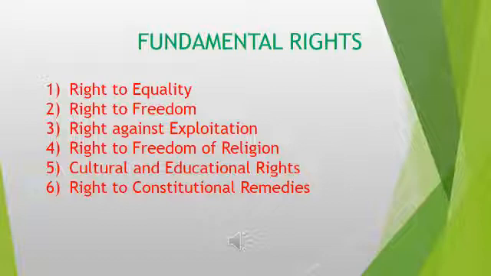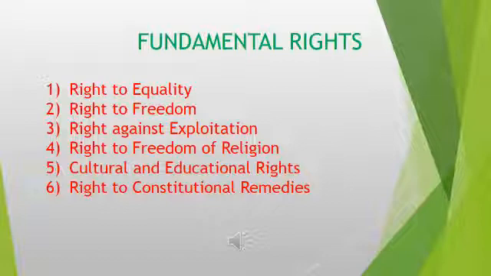Second right is right to freedom. This includes the right to freedom of speech and expression, the right to form associations, the right to move freely and reside in any part of the country, and the right to practice any profession. Third right is right against exploitation. The Constitution prohibits human trafficking, forced labor, and children working under 14 years of age.